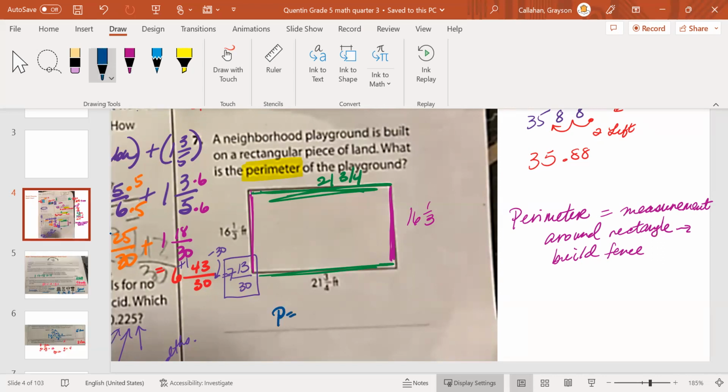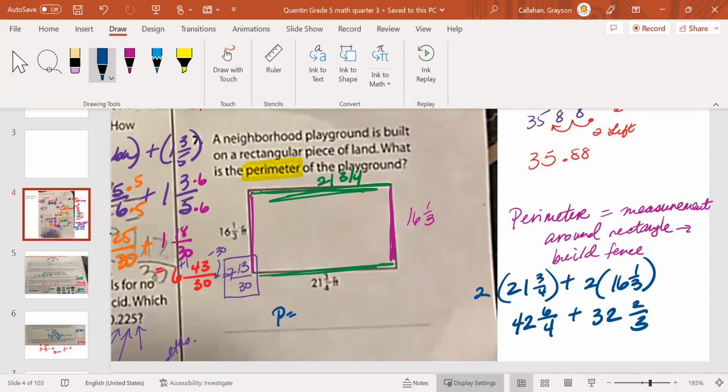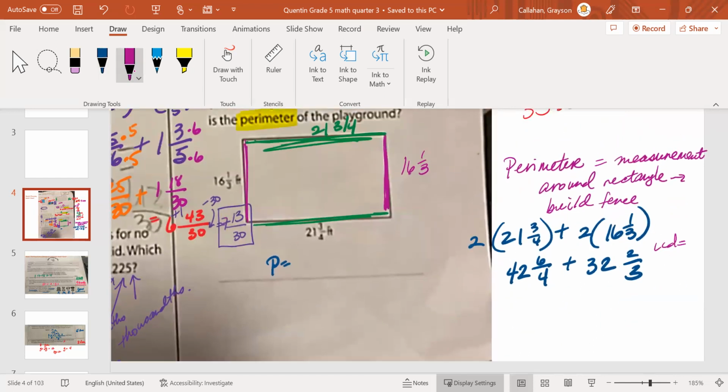Or you could, yeah. So 21 and 3/4 times 2 plus 2 times 16 and 1/3, right? Which will give me 42 6/8. Or I'm sorry, 6/4. Just kidding. Plus 32 2/3. Now I have to find the lowest common denominator. What's your lowest common denominator here? Between 4 and 3. Yeah, go ahead.